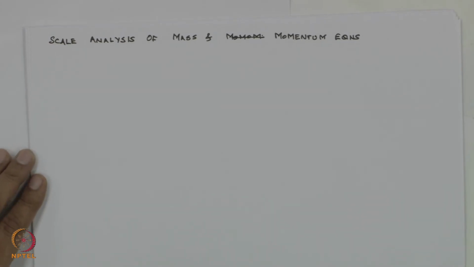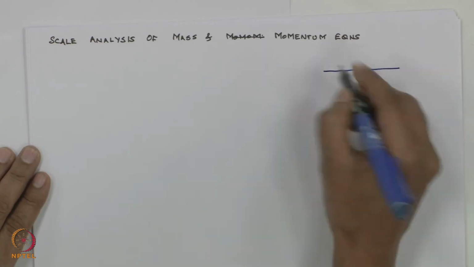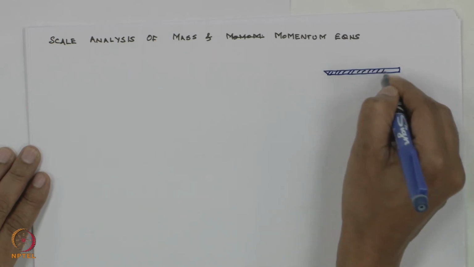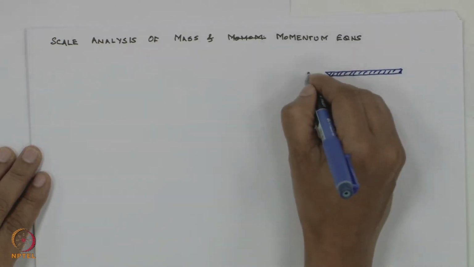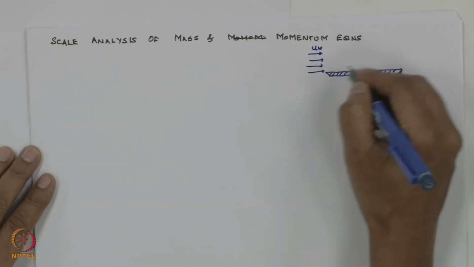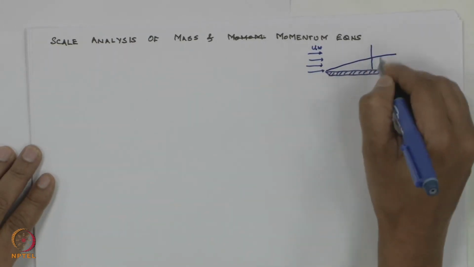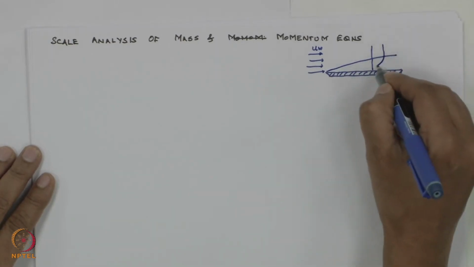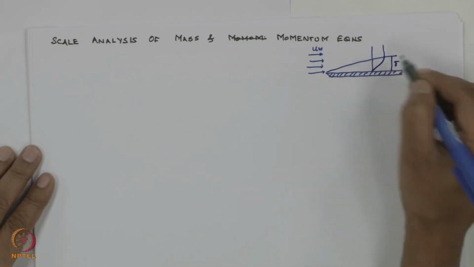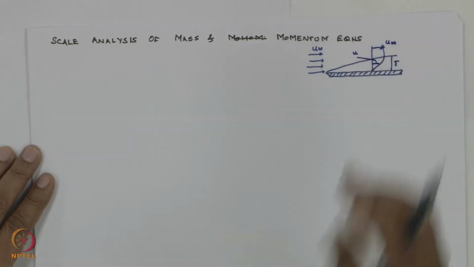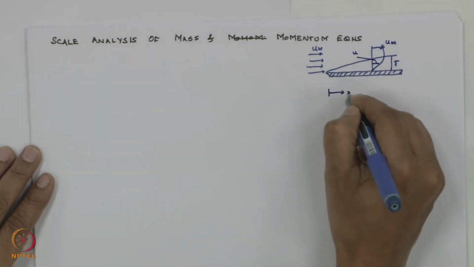Let's draw the boundary layer. I have a flat plate, and I have u infinity. I am considering mass and momentum only. So, I have the boundary layer growing. Notice that the boundary layer is growing; I have not explained why, that will come out of this analysis. So, this is delta, this is u infinity, this is u, and this is x.